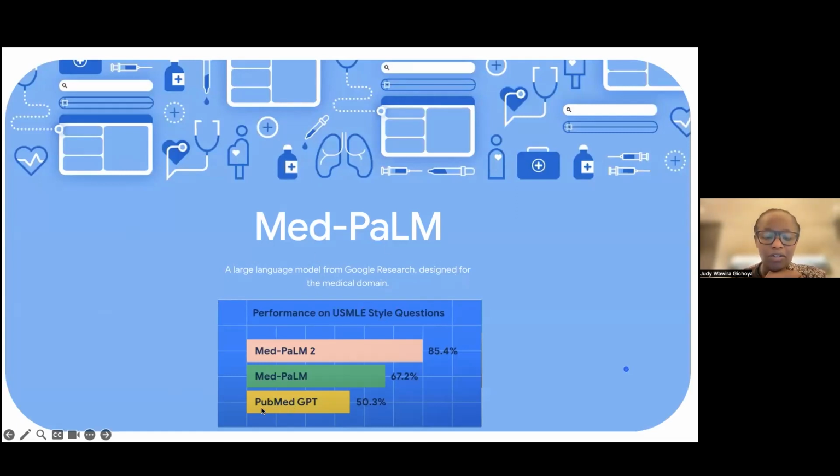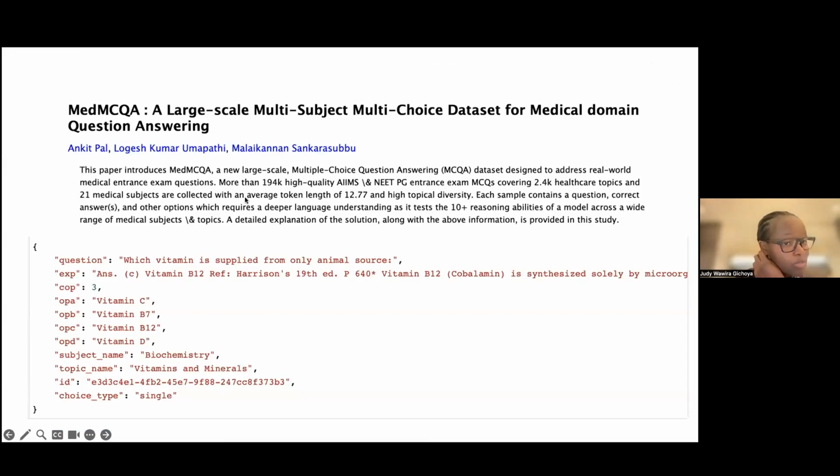It was just recently released, and the model trained on PubMed, which is where we get all our medical text, was just performing at 50%, so not passing the USMLE. The MedPaLM version 1 just barely passed, and then version 2 was increasing performance. And during version 2, they released this data set, the MedMCQA.